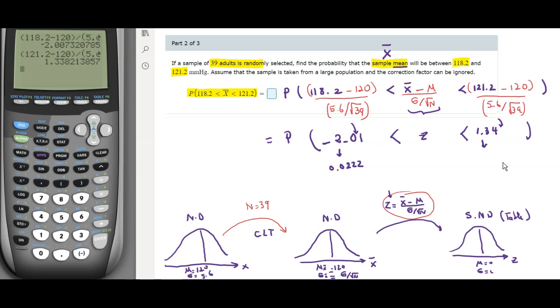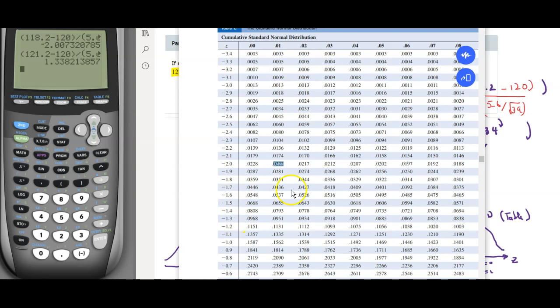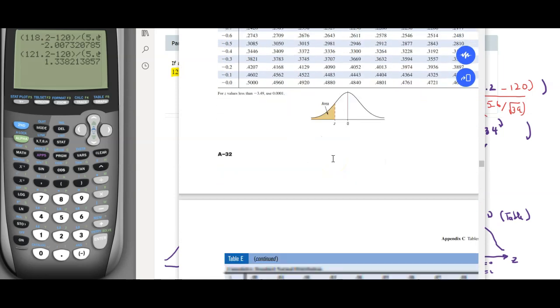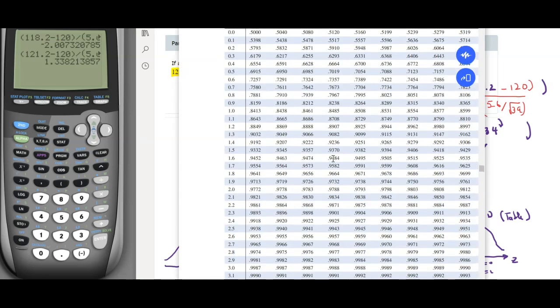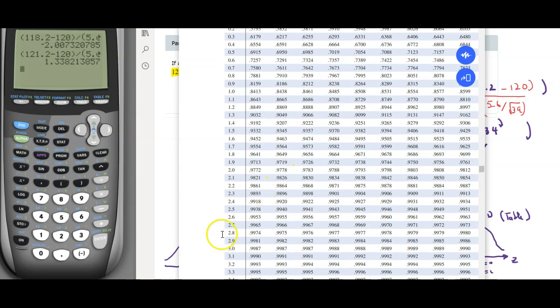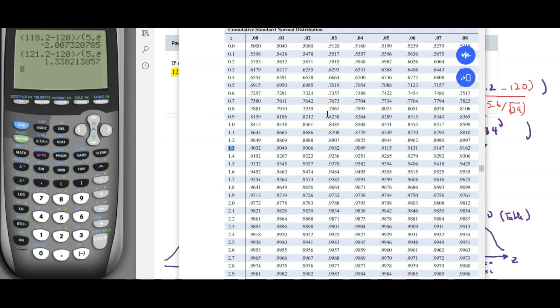I do the same thing for 1.34. I go to the table, 1.3 and 4 should be here. So 0.9099.